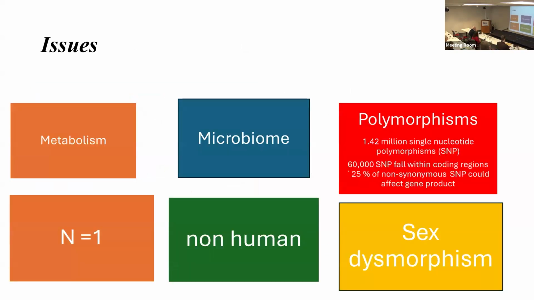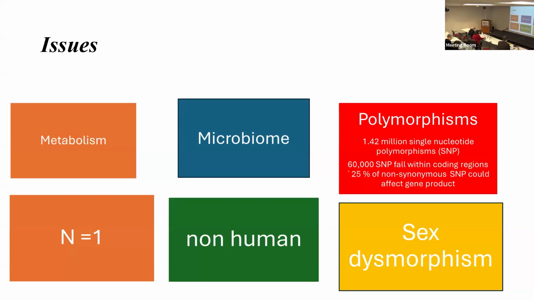Okay, some of the issues we need to think about when we begin to think about alternatives. And I've listed just a few of those issues for us to think about. Metabolism. If we don't have the primary organ responsible for metabolism in our in vitro complex, we don't have metabolism to the same extent that we would in a whole animal system.